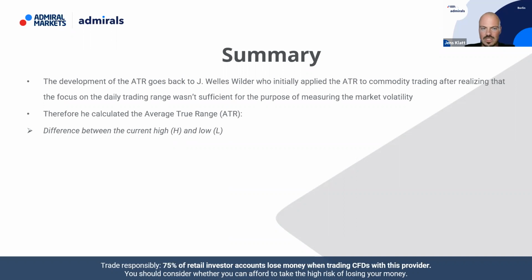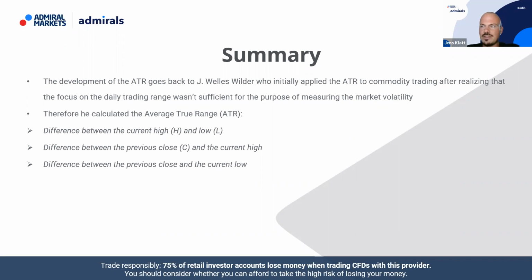What he does is he calculates the difference between the current high and low, the difference between the previous close and the current high, and then the difference between the closing price and the current low, and then calculates the average based on these numbers he receives over the period he'd like to apply.